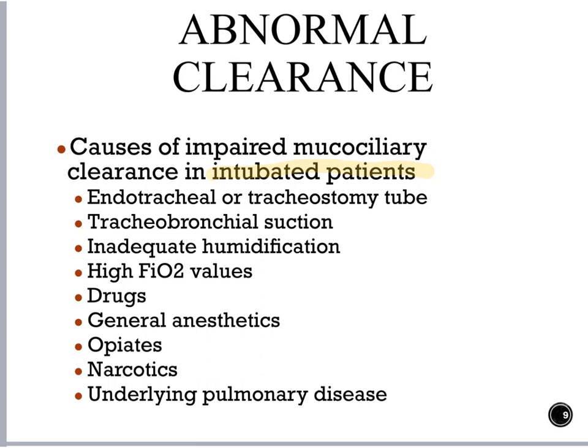We skipped one. Tracheal bronchial suctioning. Because they are unable to cough it up and out on their own, we will suction them. And suctioning them and passing that catheter can stimulate more secretions to be made. Okay. High FiO2 values will also impair ciliary function, the beat of the cilia. It'll kind of stun those cells, but it'll also dry out secretions. Okay, and then we move on to these drugs. So these three right here, take a second and think, why would these affect mucociliary clearance?